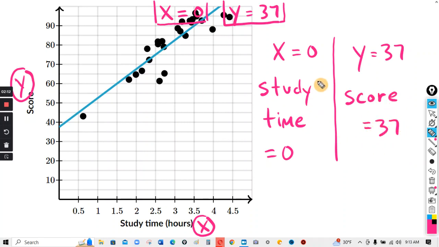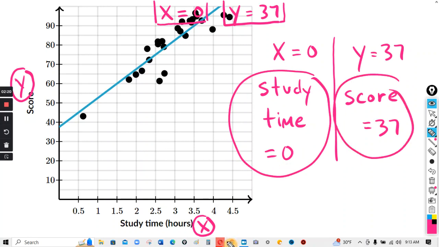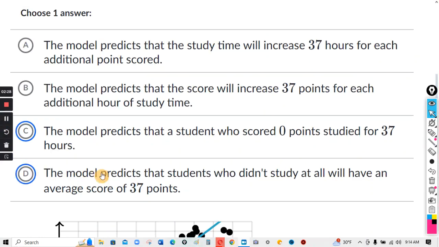So how do we put this into words? Somebody that didn't study, somebody that studied 0 hours, got a score of 37. So that's basically it. Let's look for that choice. Right here, answer D. The model predicts that students who didn't study at all will have an increased average score of 37 points. If someone didn't study at all, that's going to be 0 hours of study time, and the average score would be 37. That's what we said. Answer D.